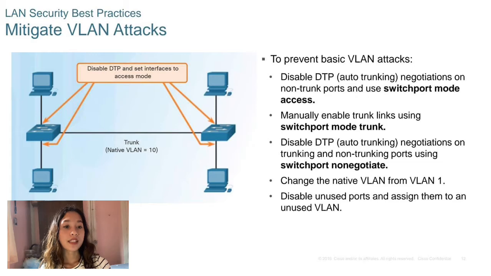Mitigate VLAN attacks. To prevent basic VLAN attacks, disable DTP or auto-trunking negotiations on non-trunk ports and use switchport mode access. Manually enable trunk links using switchport mode trunk. Disable DTP or auto-trunking negotiations on trunking and non-trunking ports using switchport nonegotiate. And change the native VLAN from VLAN 1. Disable unused ports and assign them to an unused VLAN.